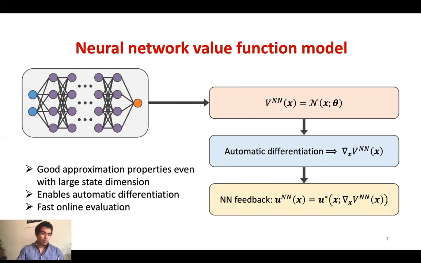Previous work has shown that these neural networks have good approximation properties, even with a large state dimension. And they are able to be used online with really quick evaluation. So that gives us the chance that we could actually use this in a real-time application.